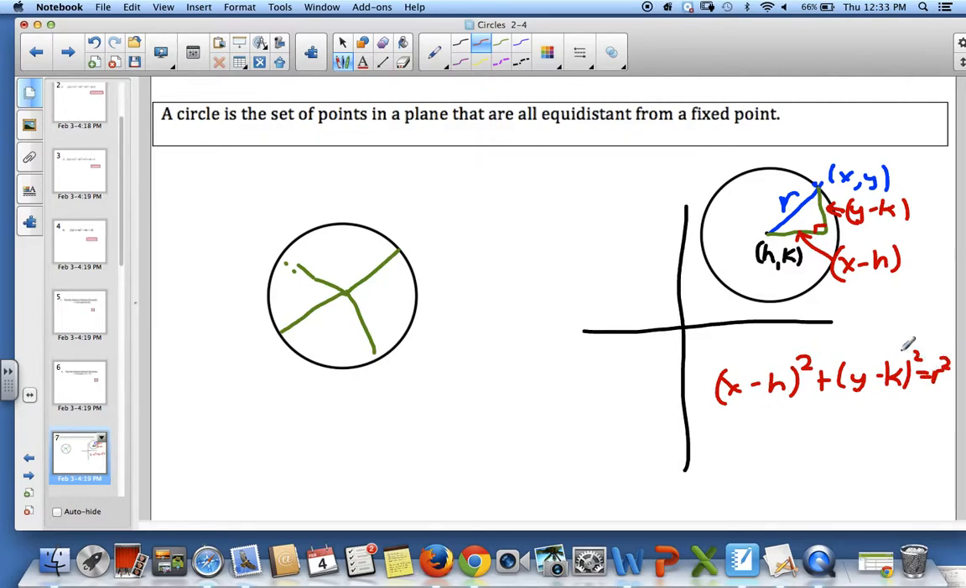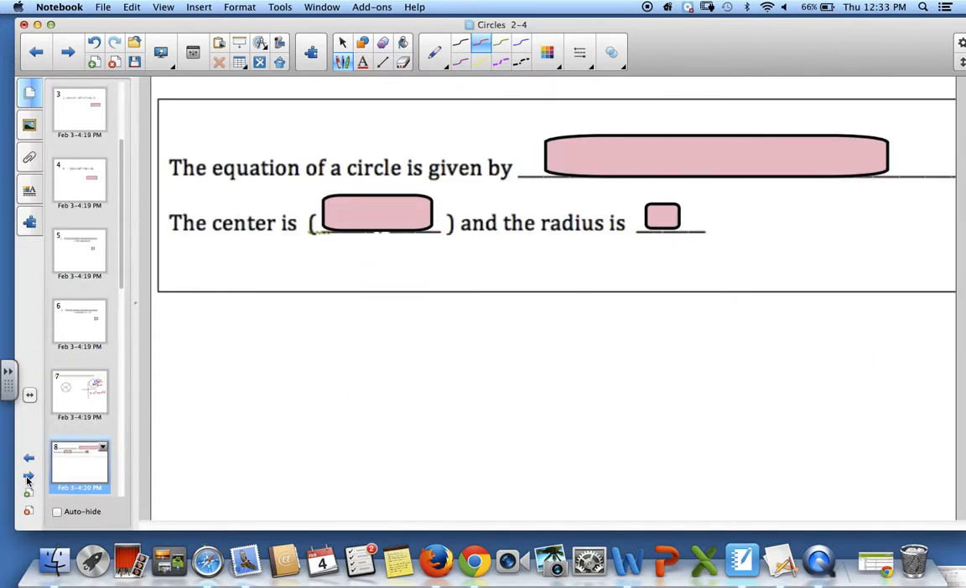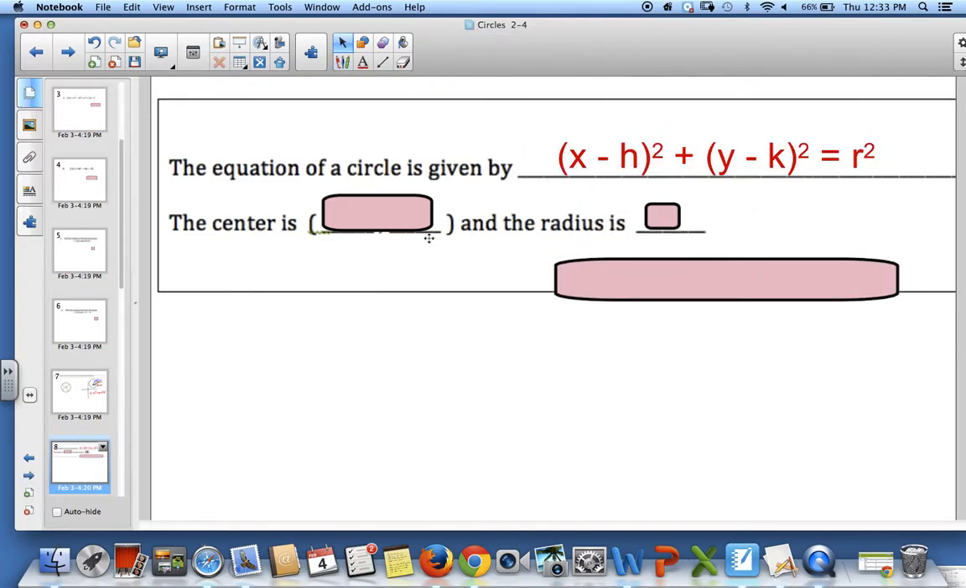And that formula is going to be very important for us as we start dealing with circles. That's something we all need to memorize and work with. So let's look at a couple of problems for that. So here's the equation if I want to write it this way. The center of the circle is the point h comma k, and the radius is r.